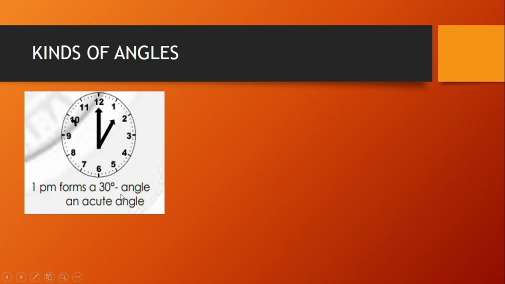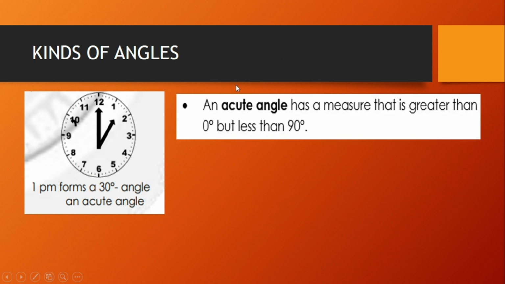Now, this is an acute angle. Bakit nasabi natin acute angle to? Because an acute angle has a measure that is greater than 0, mas malaki sa 0, but less than 90 degrees. Kung mapapansin nyo, na-discuss na natin to last time. Okay, let's just have a recall of this. Again, an acute angle, mas malaki kay 0, pero mas maliit kay 90 degrees.